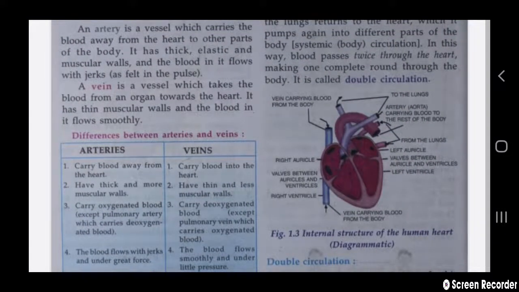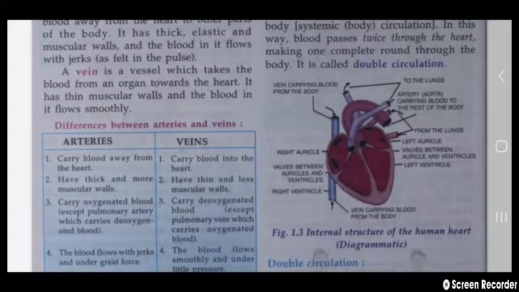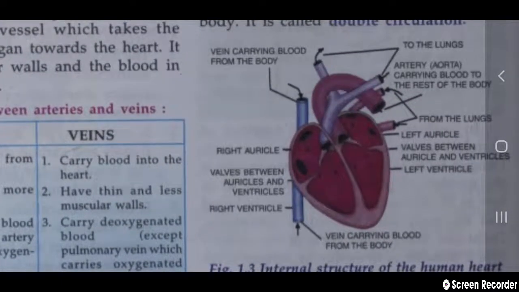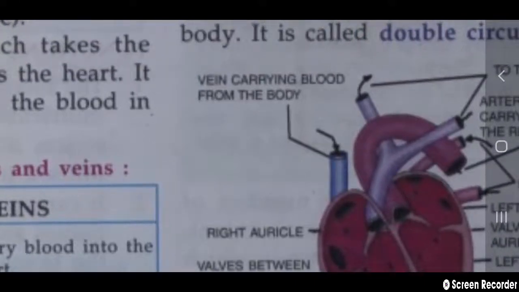And the next blood vessel is the vein. The vein is a vessel which takes the blood from an organ where blood has been supplied and brings it back to our heart. It has thin muscular walls, and the blood flows smoothly in it. Here you can see veins that carry the blood from the other parts of the body and bring it back to the heart.